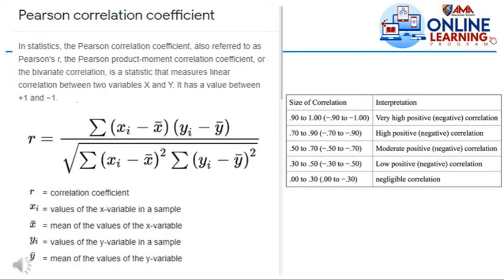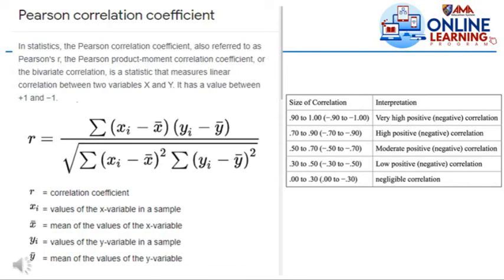And then 0.7 to 0.9, we have high positive correlation. And then 0.9 to positive 1 or negative 1, we have very high positive correlation. I repeat, 0.9 to 1 or negative 0.9 to 1, we have very high positive or very high negative correlation.